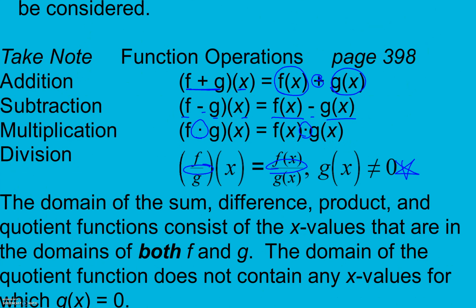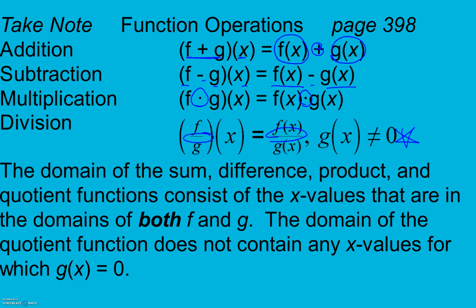The domains of the sum, difference, product, and quotient functions consist of the x values that are in the domains of both f and g. The domain of the quotient function does not contain any x values for which g(x) equals 0. So our sum, difference, and product are all going to have the same domains, and our quotient is just going to not have division by 0. So the same thing as our sum, difference, product, except it excludes anything where g(x) is 0.